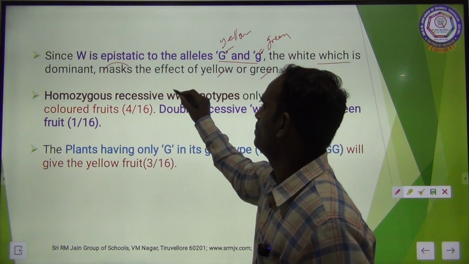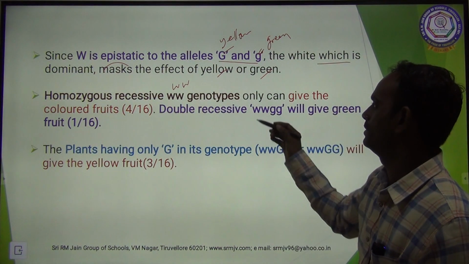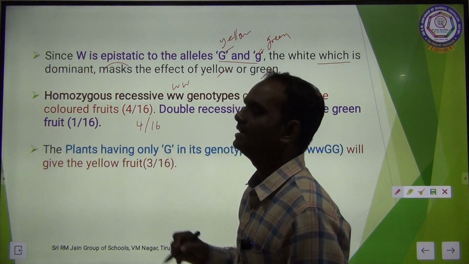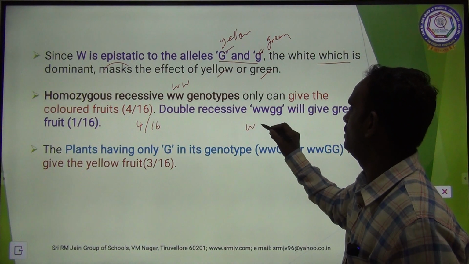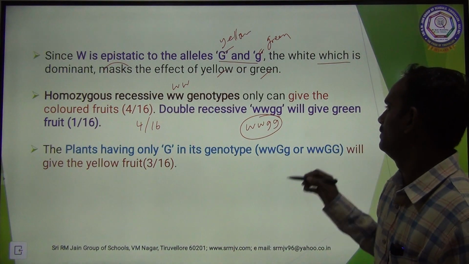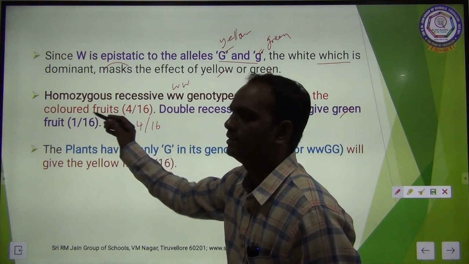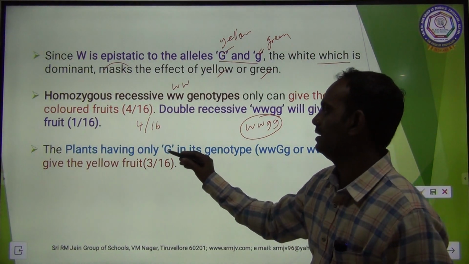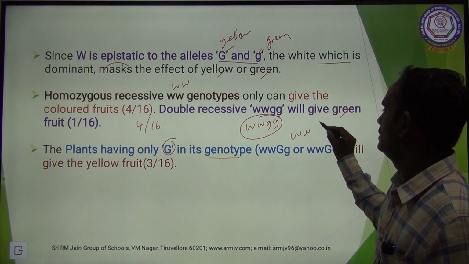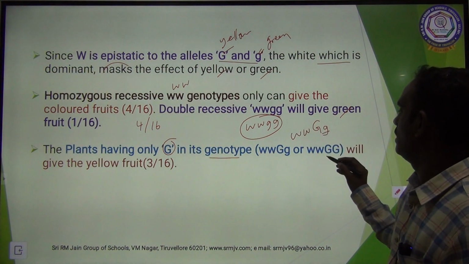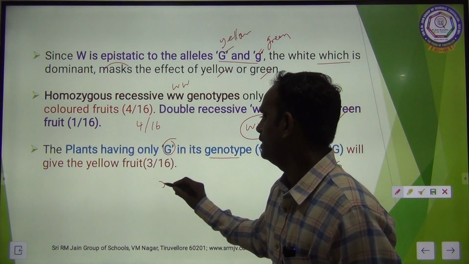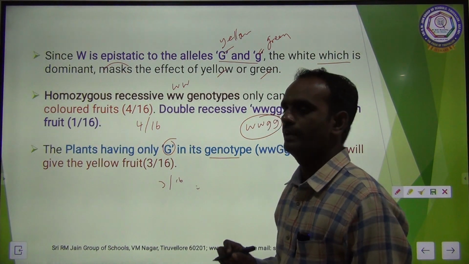Homozygous recessive, small w small w genotype, can only give the colored fruit, 4 out of 16. Double recessive, small w small w small g small g, will give green fruit, 1 out of 16. The plant having only capital G in the genotype, WwGG, Wwg, or wwGG, will give the yellow fruit, 3 out of 16.